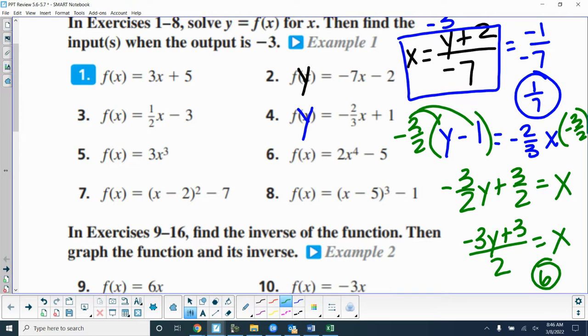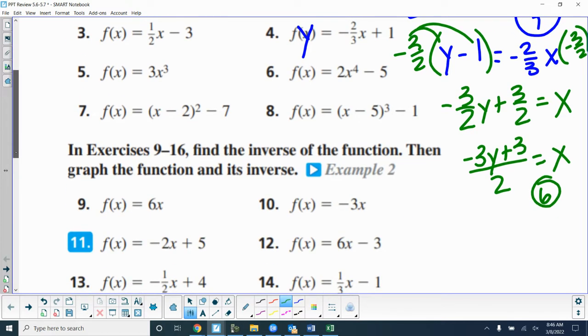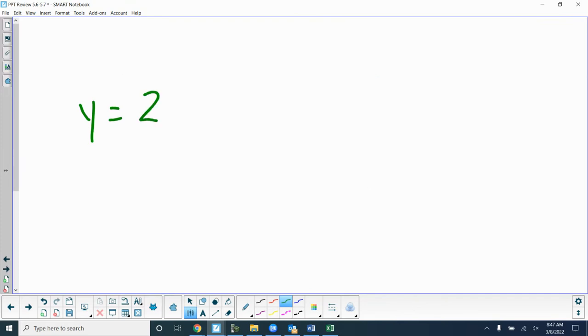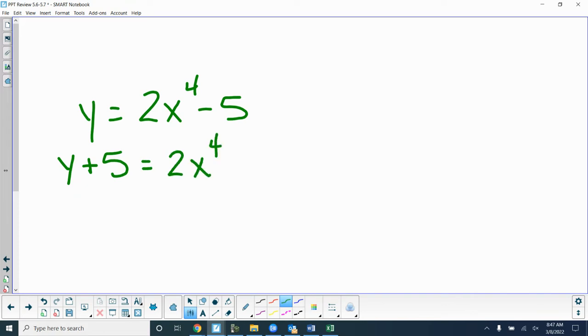Number 6. Let's look at that one too. All right. 2x to the 4th minus 5. So we're supposed to solve for x. So we're going to add 5. Okay. What do I do with that 2? Divide first. Yeah. Divide first.